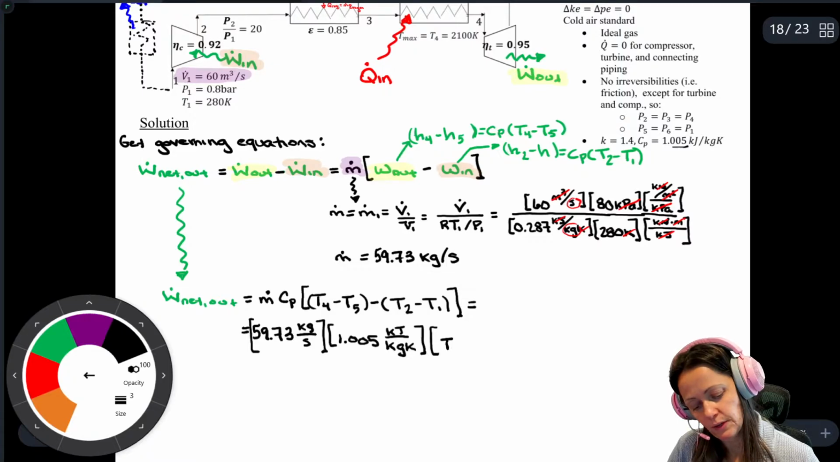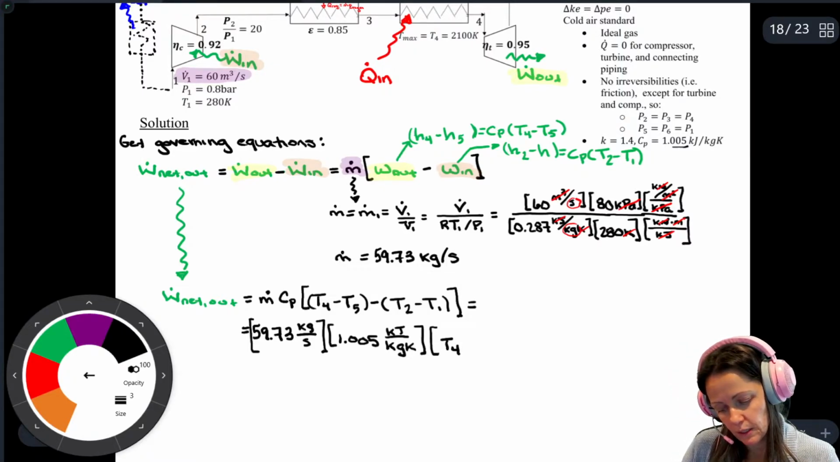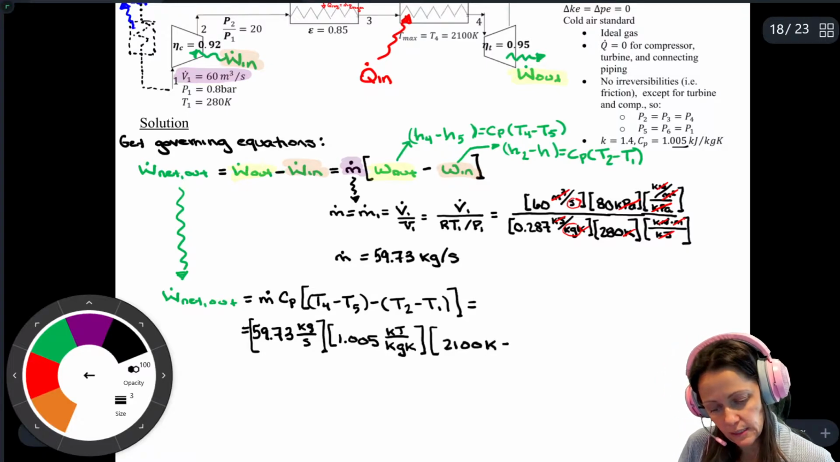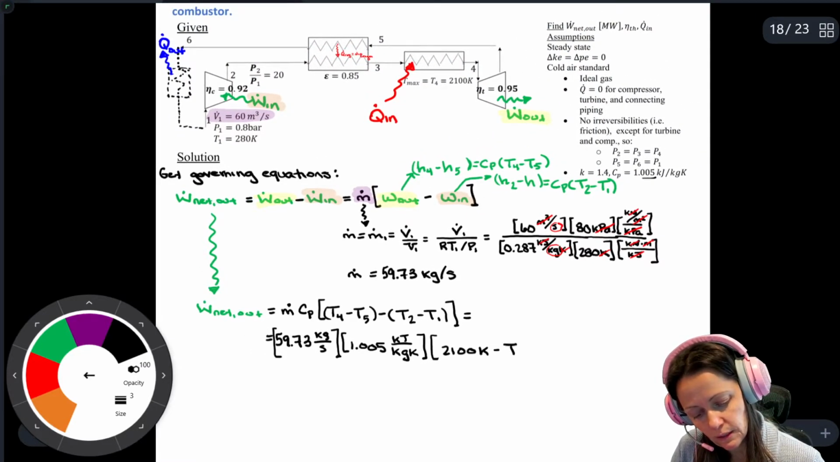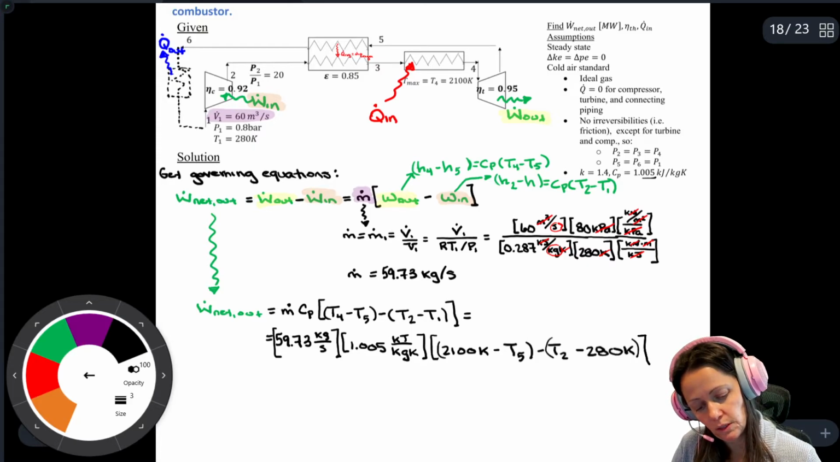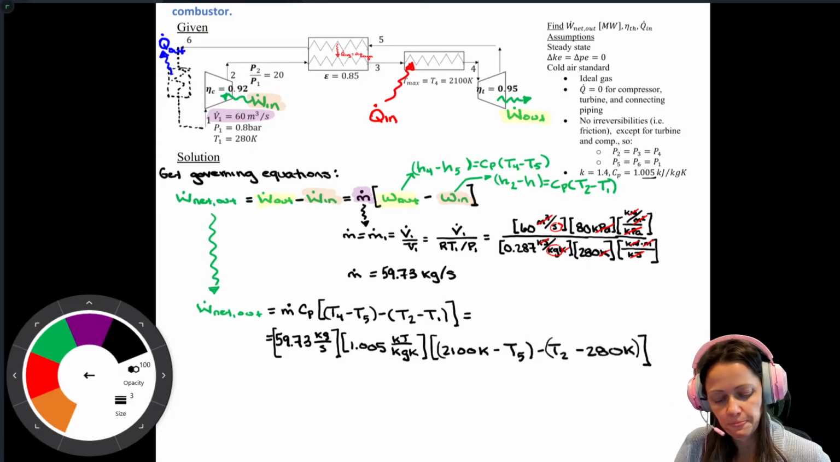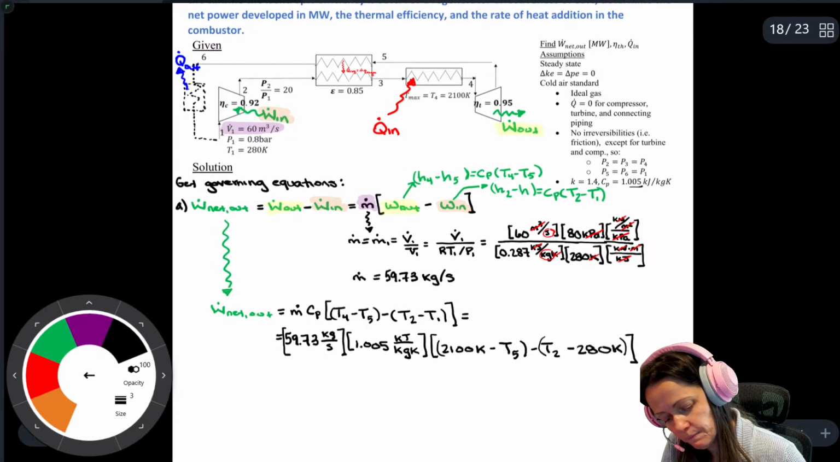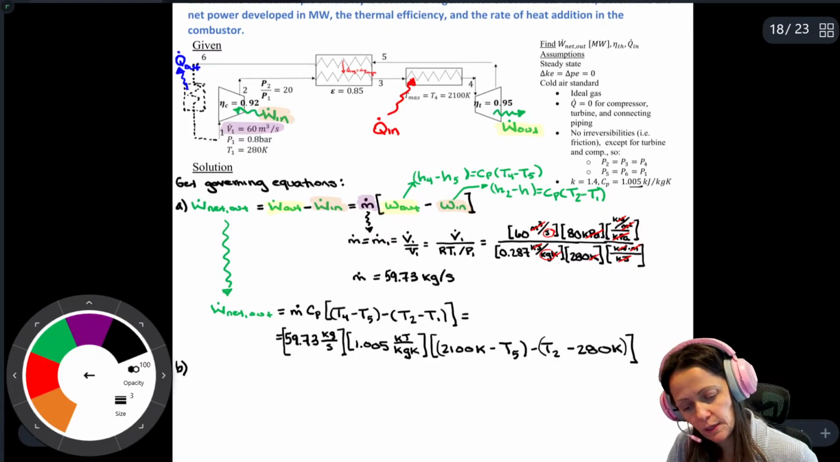And then of course I've got my temperatures. So T4, already got him, don't I? 2100 Kelvin minus T5, which I don't have, minus T2 minus T1, which I've got. So it looks like really I just need T2 and T5 at this point. Perfect. So I'm good there. So that's part A. Part B will of course be my thermal efficiency.